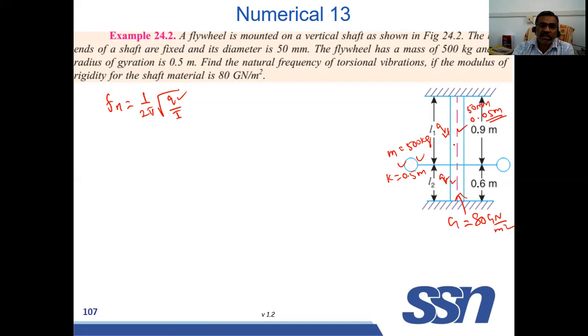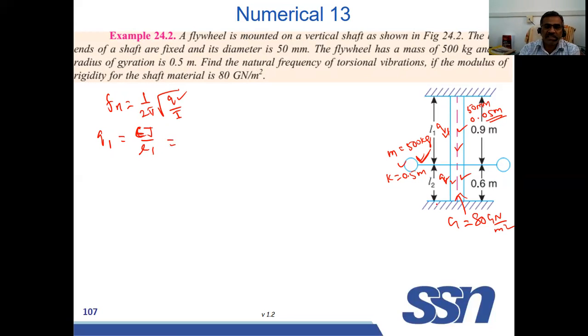Now, when the flywheel is oscillating or rotating or vibrating, the angular displacement of shaft 1 will be equal to that of shaft 2. So both are parallel. You know how to calculate the value of Q1. Q we have already discussed. What is CJ by L? So here you can use L1. C is modulus of rigidity, J is polar moment of inertia, which is common for both shafts. So you can take CJ by L1.